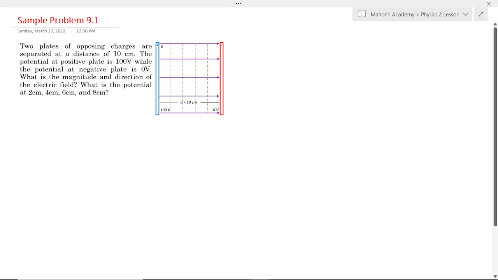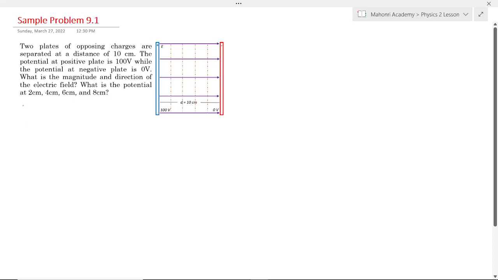The potential at the positive plate is 100 volts, while the potential at the negative plate is 0 volts. What is the magnitude and direction of the electric field? And what is the potential at 2 centimeters, 4 centimeters, 6 centimeters, and 8 centimeters?